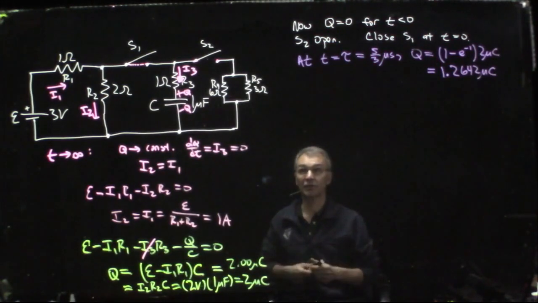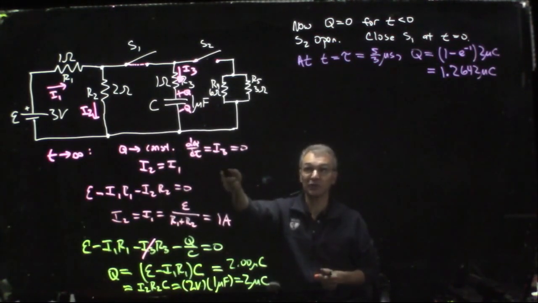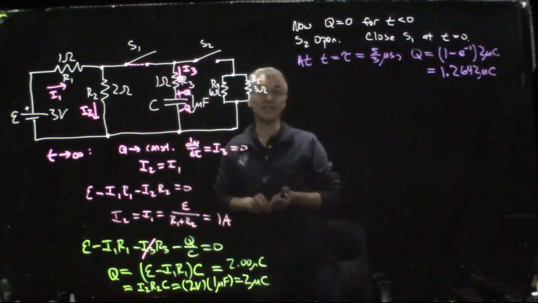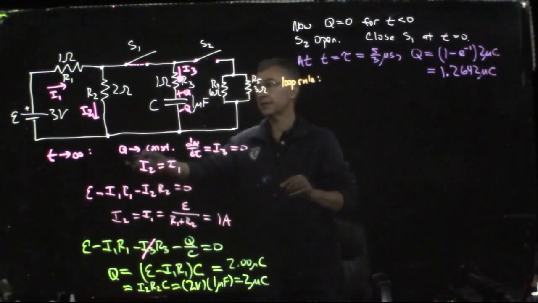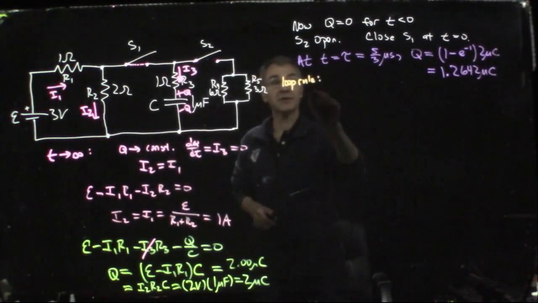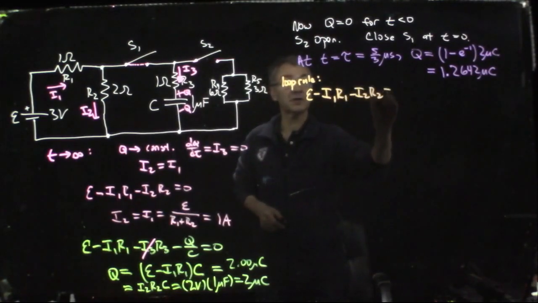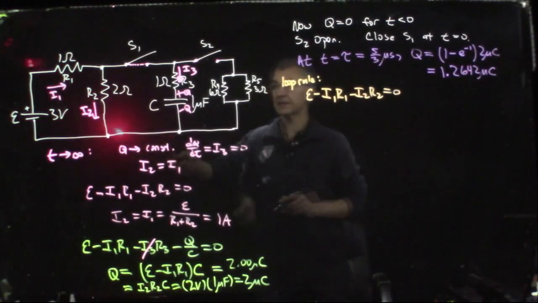So now I want us to use the loop rule. Usually when we use the loop rule, either we say this current is 0, or this charge is 0. But this is neither of those cases. So it's a little more tedious use of the loop rule. So we'll do this loop. This says the battery EMF minus I1 R1 minus I2 R2 equals 0. That's fine. Let's do this loop.